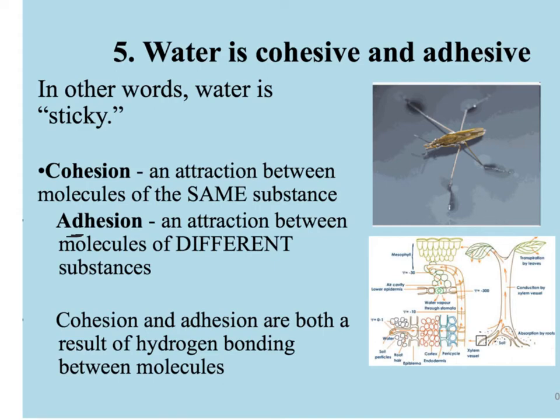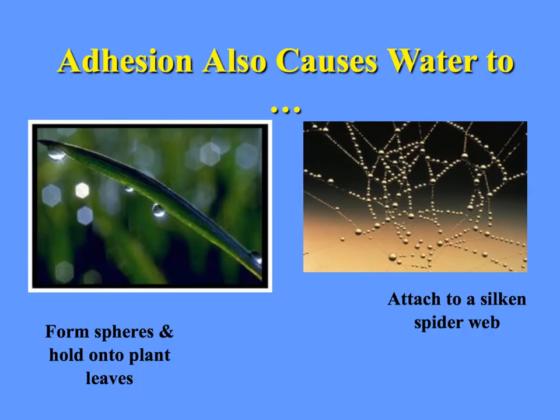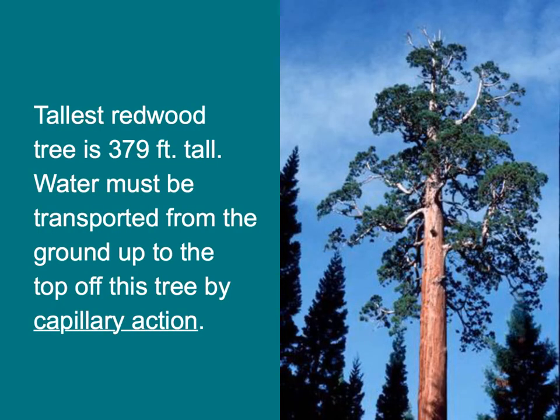And if you've ever gone outside after it rains, you've probably seen something that looks like this. So water is sticking to the blades of grass, sticking to the spider web here. Those are examples of adhesion. And then cohesion, water molecules sticking to each other. And that's what allows water to basically move up all of our blood vessels, and also for water to go from the roots of a plant all the way up to the tippy top. And that process that you need to know is called capillary action.